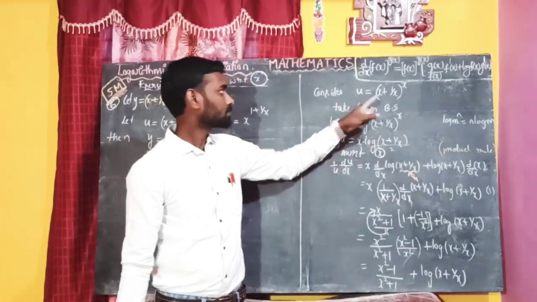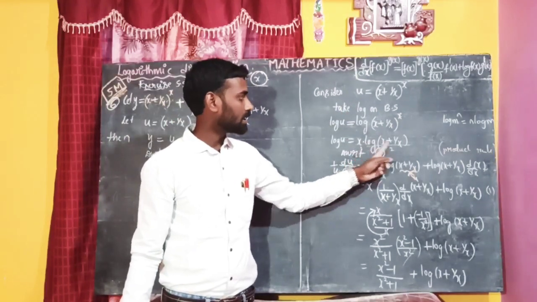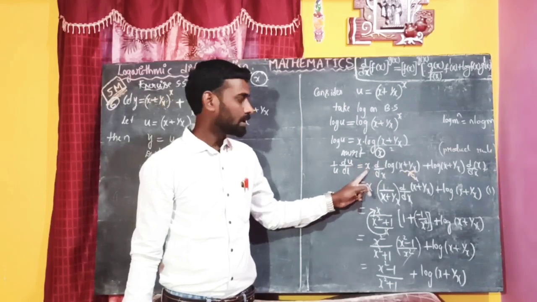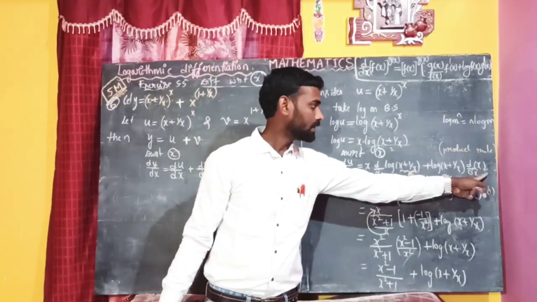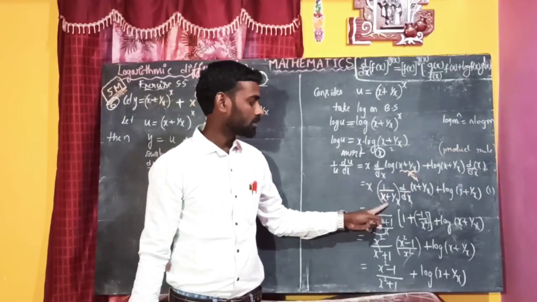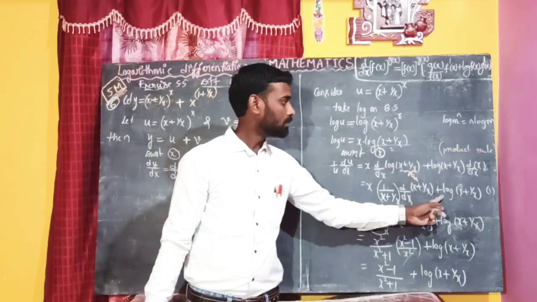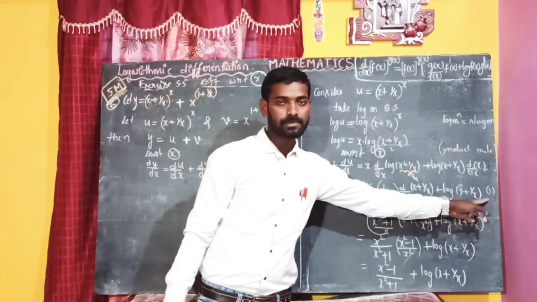Here observe guys, take log on both sides. Log m power n is equal to n log m. Here, by using the product rule: first function into derivative of second plus second function into derivative of first. Here x into log u formula, log u is 1 by u into d by dx of u, plus log x plus 1 by x into the derivative of x with respect to x, which is 1.